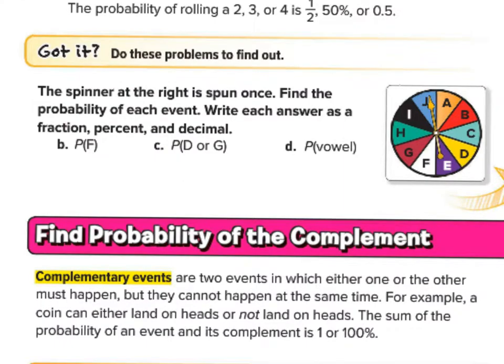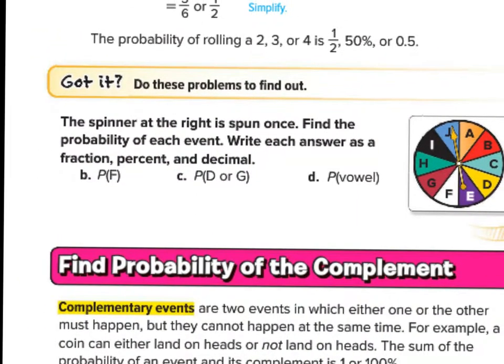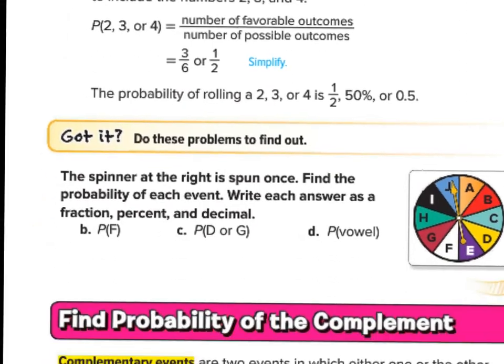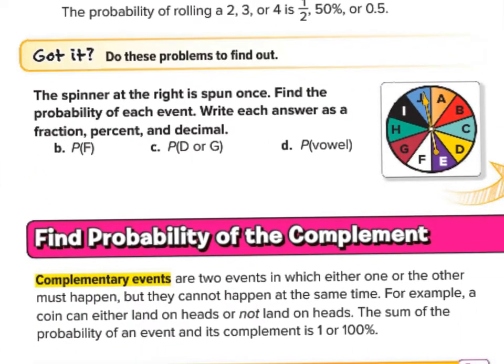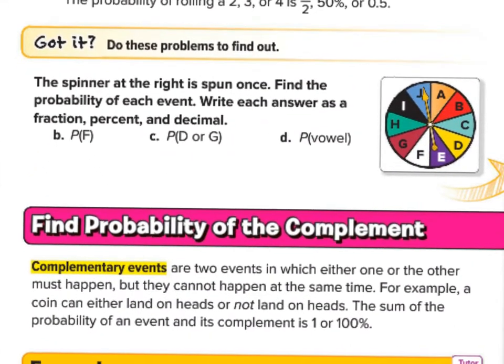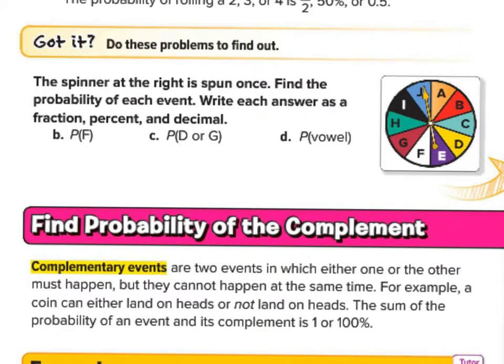Okay, now let's take a look at the next example. It's still example 3, and we're just going to try it on our own now with this spinner. For this spinner over here, it looks like we have letters A to J. So it looks like we have 10 letters. The spinner at the right is spun once. Find the probability of each event. Write each answer as a fraction, percent, and decimal.